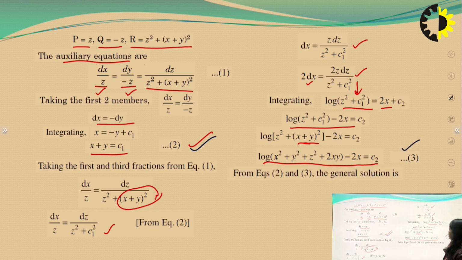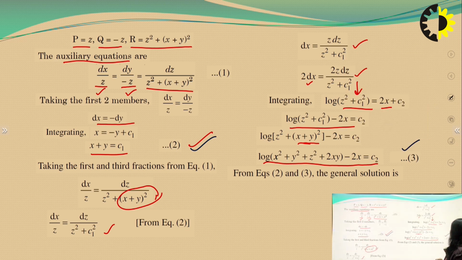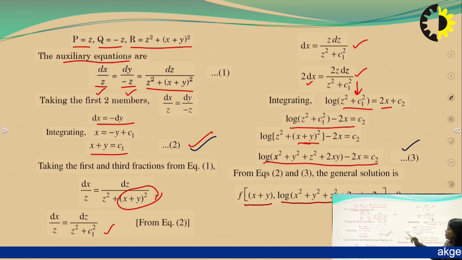So equations 2 and 3 give the general solution as a function of x plus y from the first solution, comma, log of x square plus y square plus z square minus 2x plus 2xy minus 2x equal to 0. Please remember, we do not consider these constants on both sides of the solutions in our general solution. We consider only the functional part.